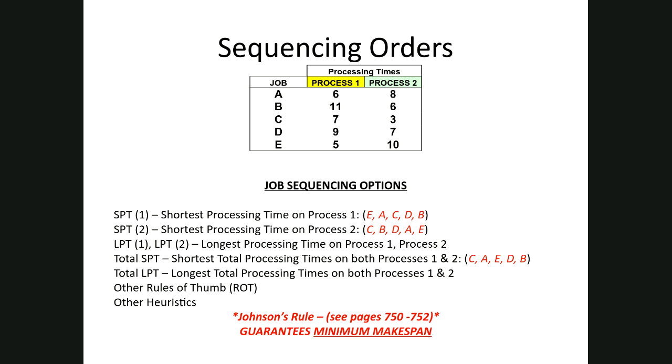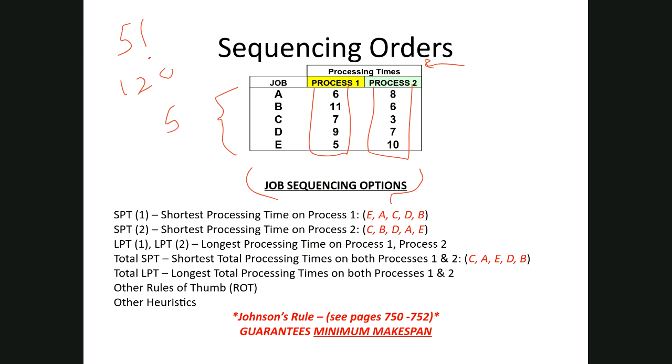The other thing is that because there are two processing times, that gives us the opportunity for other job sequencing options. In our example, we're going to have five jobs still, and that gives us 5 factorial possible sequences, which we know is 120. Even though the table looks the same, you're given the processing time for each job. The processing time for A on process one is 6 days, and it's 8 on process two. So this table is processing times, not processing time and due date.